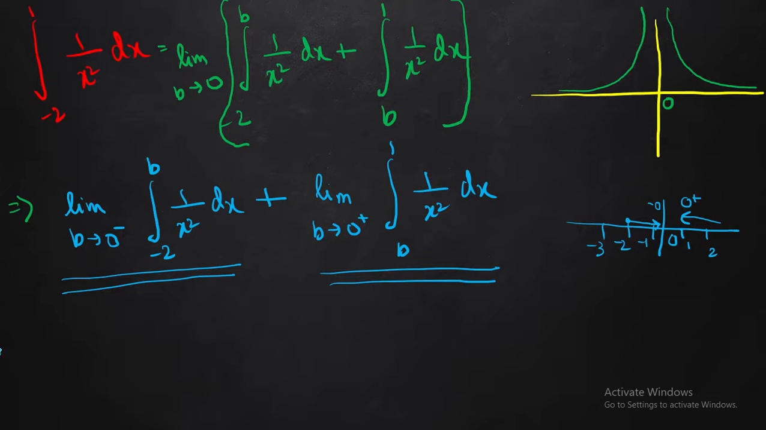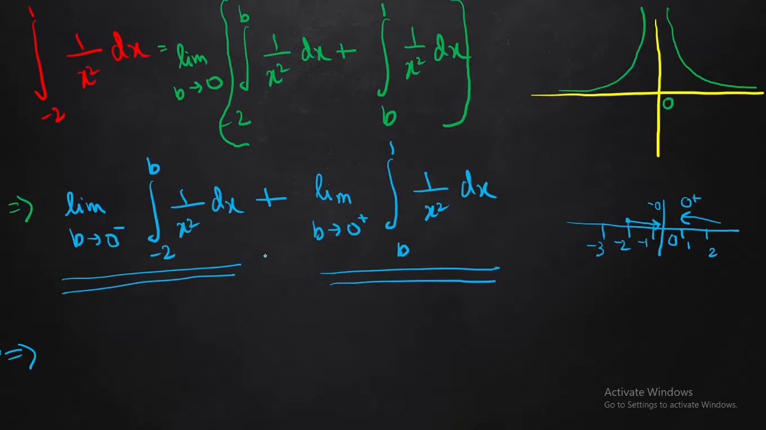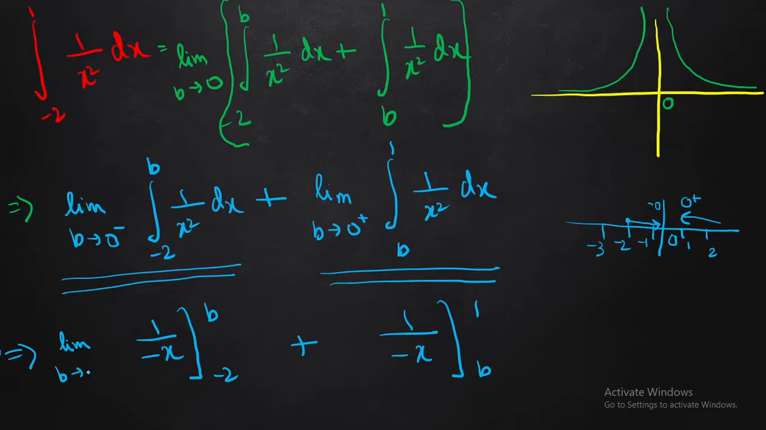So when we separately solve this, limit b tends to 0 minus, this one. After solving, we note that the solution of this integral will come as 1 by negative of x, and we will put the limit from -2 to b. And in this the integration will again be 1 by minus x, and we have to put the limit from b to 1. The definition of b here is limit b tends to 0 minus, and here it is limit b tends to 0 plus.